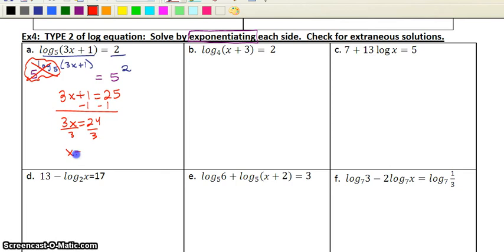To check your work, we're just going to take our answer and plug it in for x and see if it ends up giving us a true statement. This whole statement ends up being 24 plus 1, so 25. And if you need to, type in your calculator log of 25 divided by log of 5, but you end up getting 2. So check, it works.